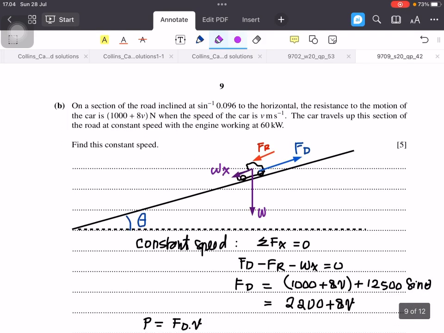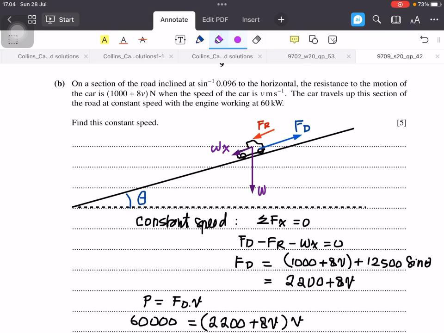And then part B: on a section of the road inclined at sine inverse 0.096 to the horizontal, the resistance to the motion of the car is 1000 plus 8V Newton when the speed of the car is V meter per second. The car travels up this section of the road at constant speed with the engine working at 60 kW. Find the constant speed. So again, since it is constant speed, the net force in both directions x and y are 0.